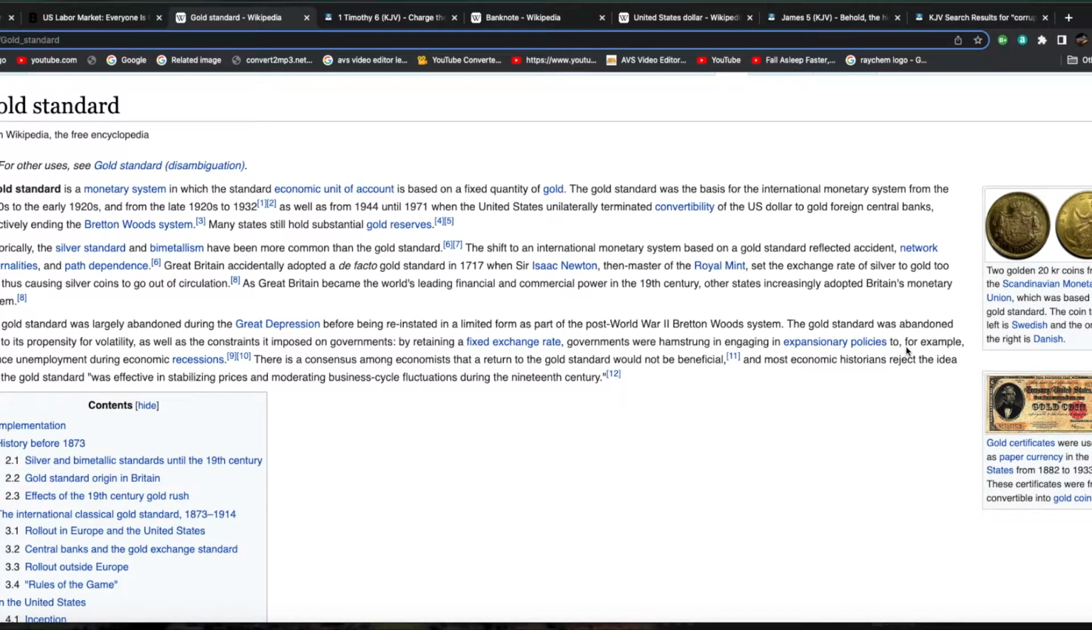So I'm going to read this again. It says, for example, reduce unemployment during the economic recession. There's a consensus amongst economists that a return to the gold standard would not be beneficial. I wonder why that is. And most economic historians reject the idea that the gold standard was effective in stabilizing prices and moderating business cycles and fluctuating during the 19th century.